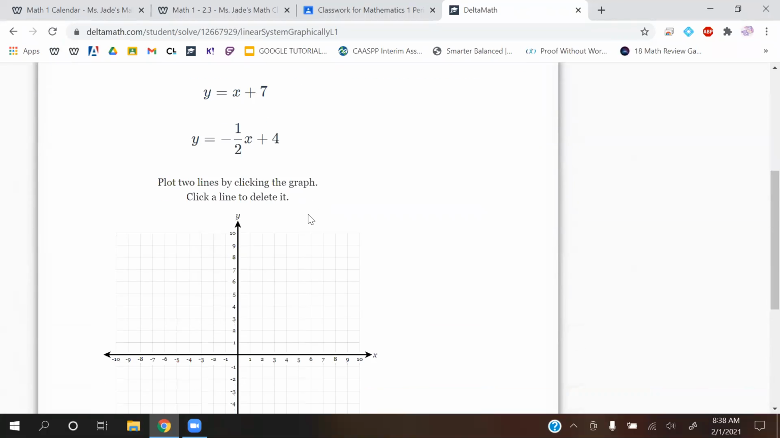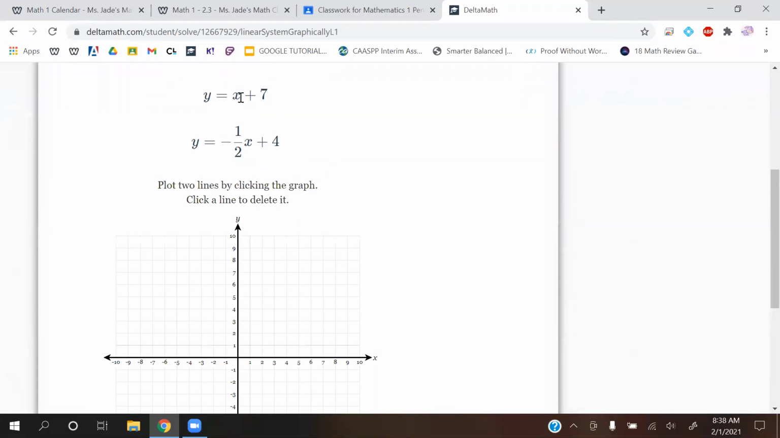So we have two equations, and I want to remind you that this is in slope-intercept form. So y is equal to mx plus b. This number over here that's added on the outside, this is 7. This is your y-intercept. That means on this axis, I want to click 7 because that's where my graph will touch the y-axis. And then you can see that I can make my line go anywhere.